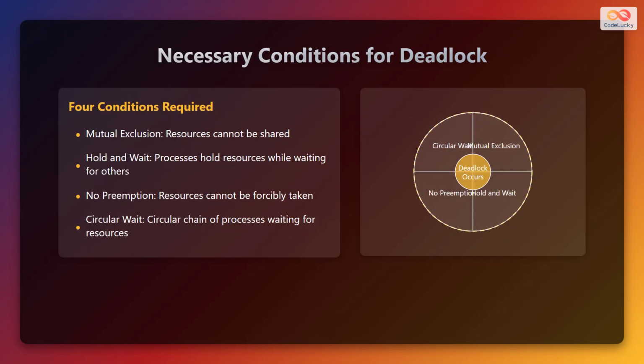For a deadlock to occur, four conditions must be present simultaneously. These are mutual exclusion, which means that resources cannot be shared. Hold and wait, where processes hold allocated resources while waiting for additional ones. No preemption, which implies resources cannot be forcibly taken away from a process. And finally, circular wait, where we have a circular chain of processes each waiting for a resource held by the next process in the chain. When these four conditions hold true simultaneously, a deadlock can occur.